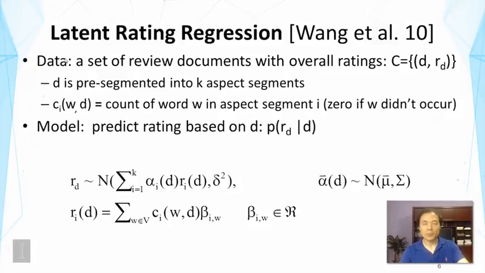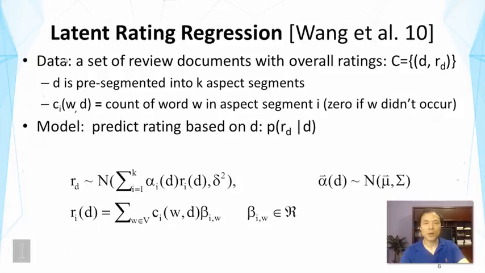Now the model is going to predict the rating based on D, so we are interested in the conditional probability of R sub D given D. And this model is set up as follows. R sub D is assumed to follow a normal distribution with a mean that denotes actually a weighted average of the aspect ratings R sub I of D, as shown here. This normal distribution has a variance of delta squared.